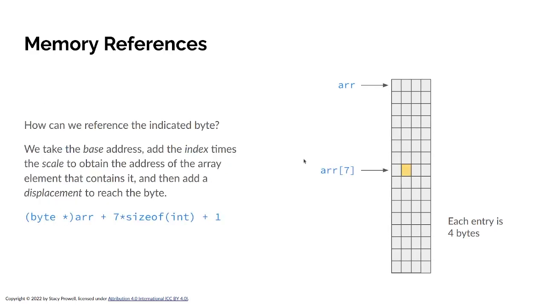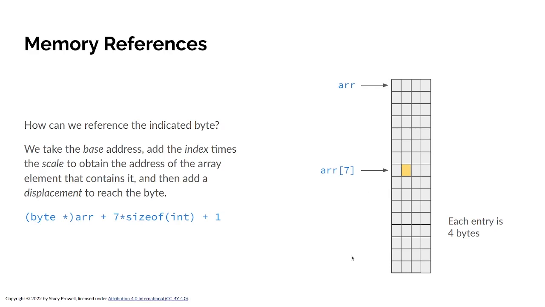We might want a particular byte out of that. And if we did that, we'd take the base, we'd add the index times the scale, and then we'd add the offset. So if we added an offset of 1, we'd go here to this byte right here. And we could represent it like this. Because C tries to do pointer arithmetic, we'll cast array to a byte pointer. We'll add 7 times the size of int, and then we'll add 1. And this expression will give us this location right here.